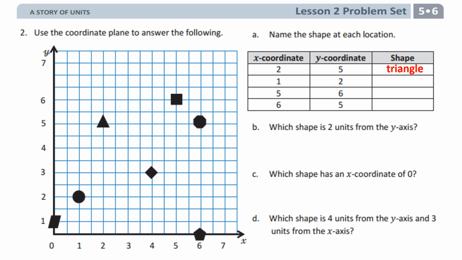The next one, x-coordinate of 1, y-coordinate of 2. Again, I would read this as 1, 2. Starting at my origin, 0, 0, I go over 1 unit on my x-axis and 2 units vertically on my y-axis, and that took me to a circle.